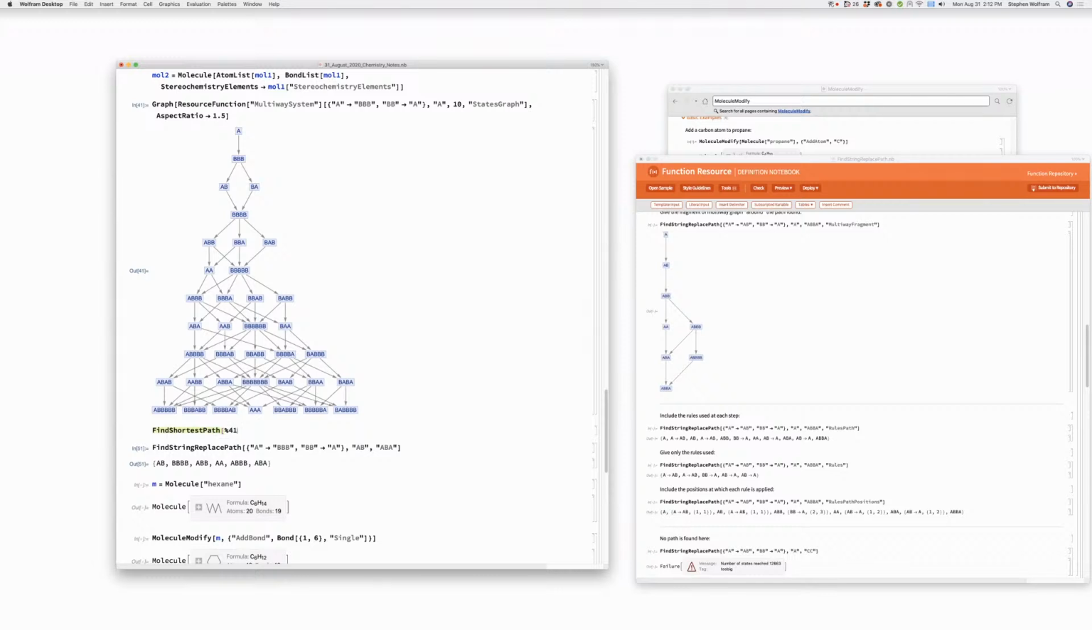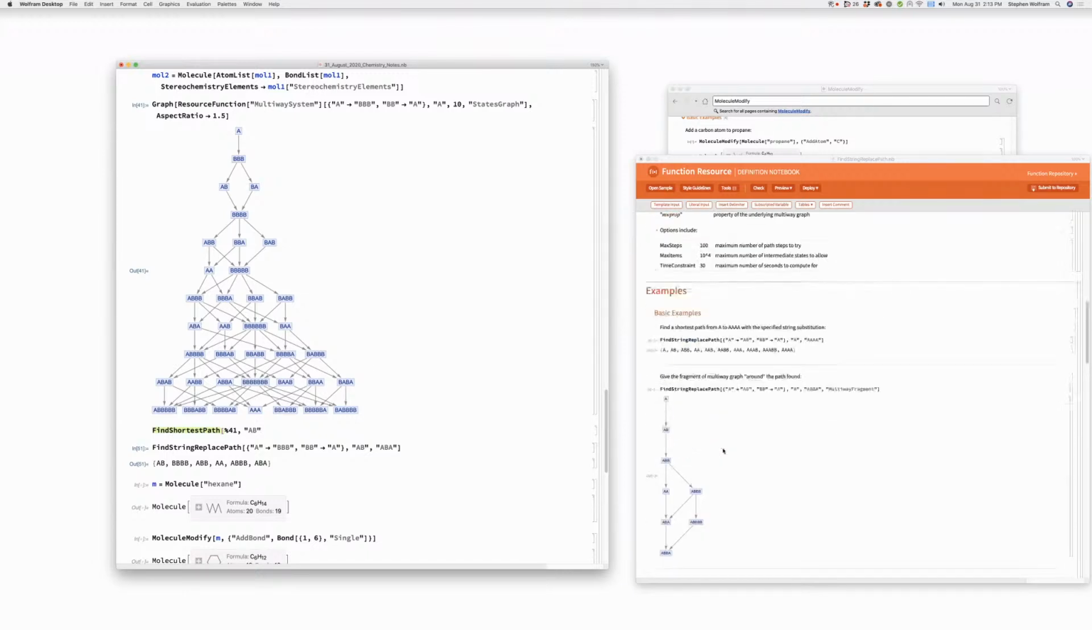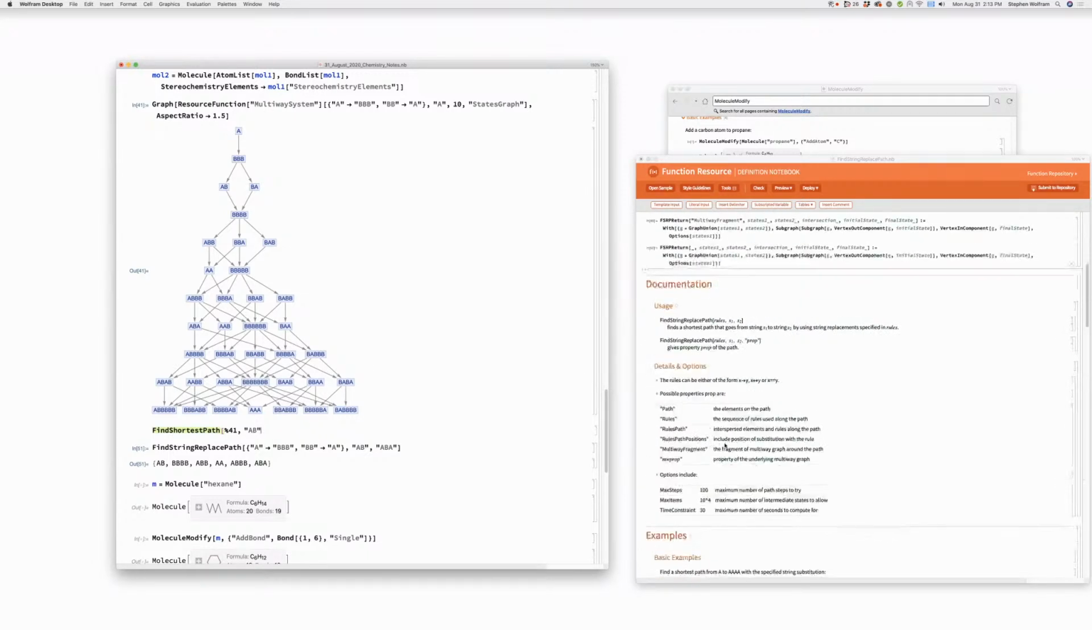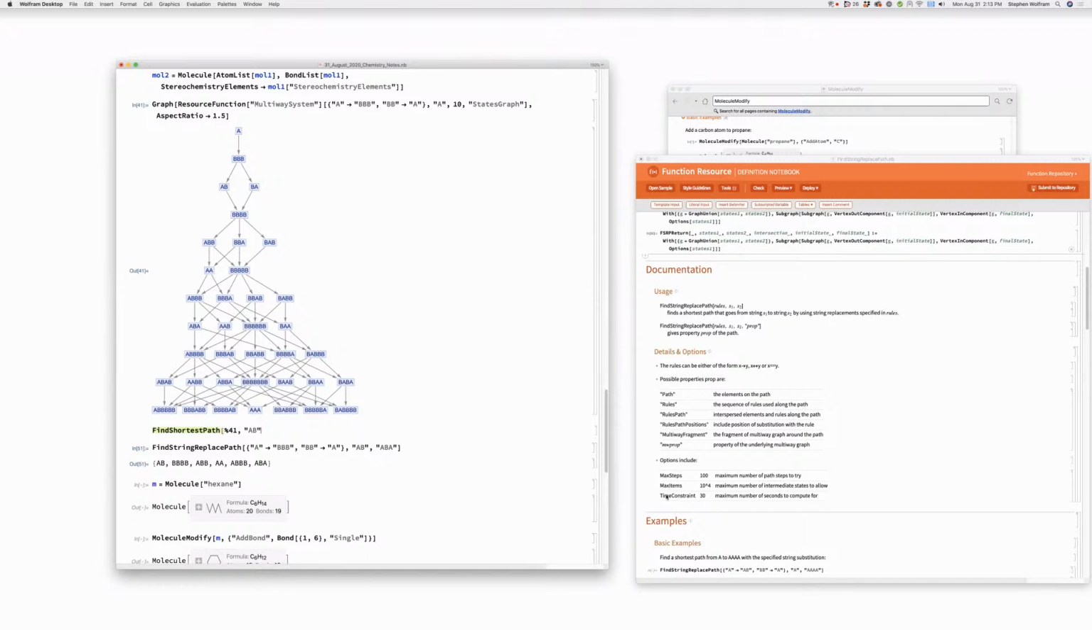What does it do if you give it one it can never reach? It hangs forever. Find replace path. Yeah, it has limits here that are called max steps, max items, time constraint. Okay. Now, we actually have a new function called find counterexample, find equational counterexample, which can prove that it can't be got to. I saw this in the WFR today. Right.